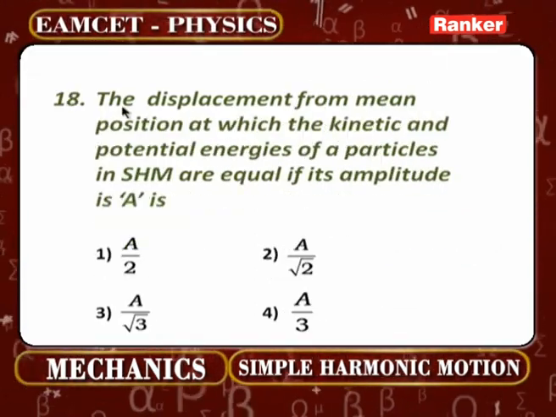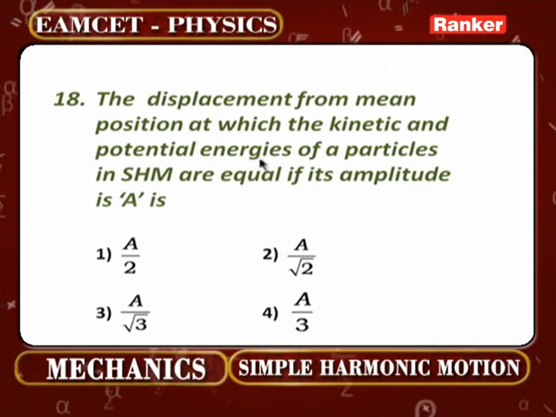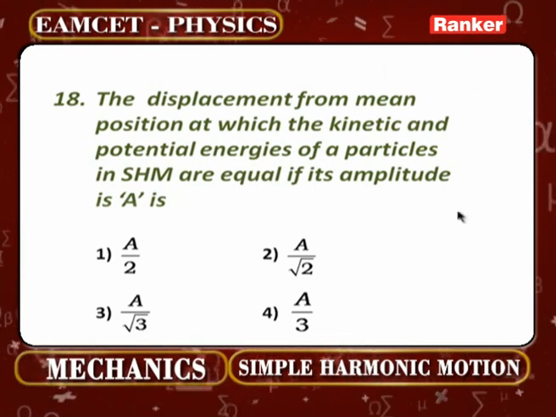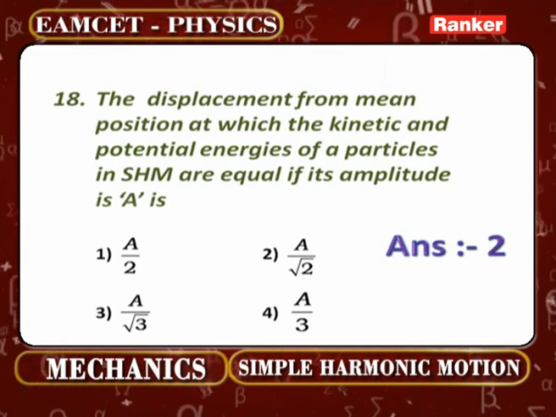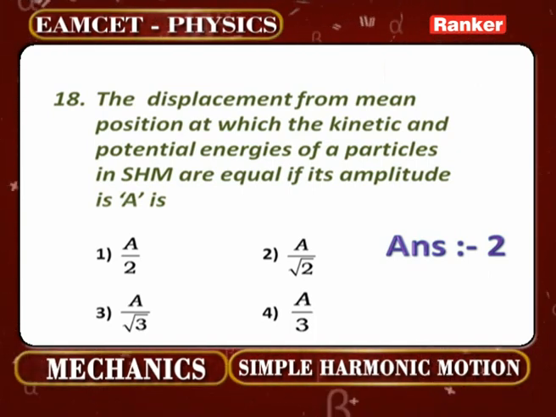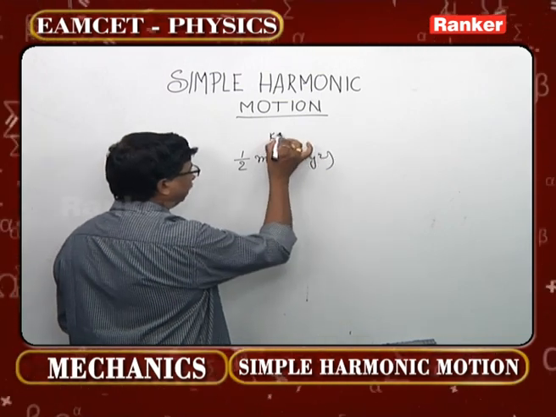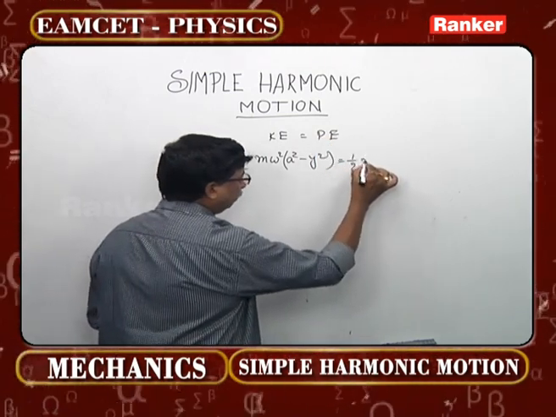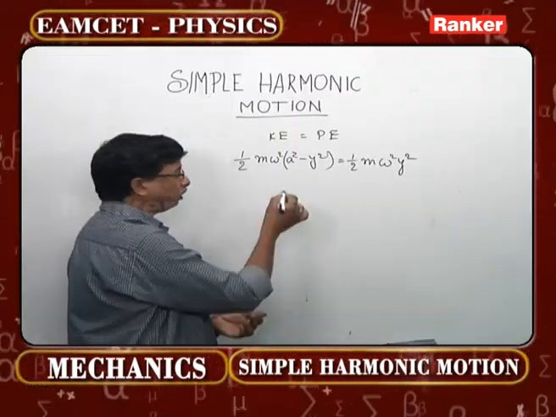Problem number 18. The displacement from mean position at which the kinetic and potential energies of a particle in SHM are equal, if its amplitude is A. Obviously, kinetic energy and potential energy, their magnitudes are to be equal according to the problem given. What is the kinetic energy formula? Half m omega square (a square minus y square). This is the kinetic energy formula. That now should be equal to what? Potential energy. That is half m omega square y square. That is the corresponding formula for potential energy.